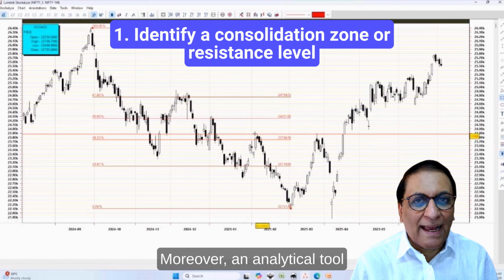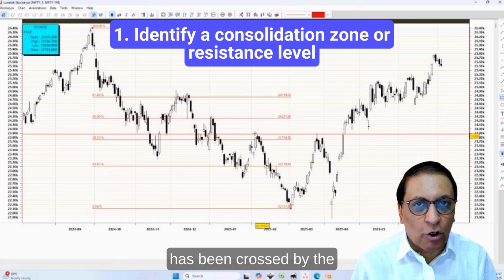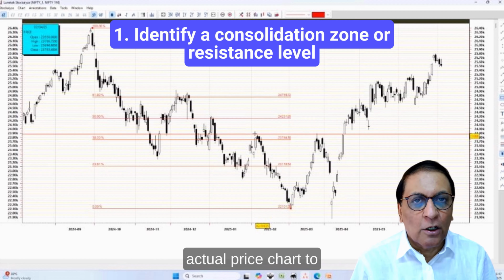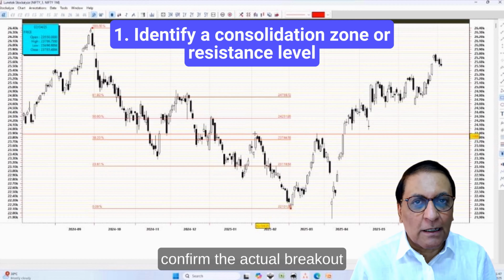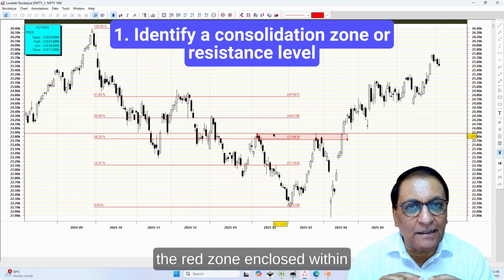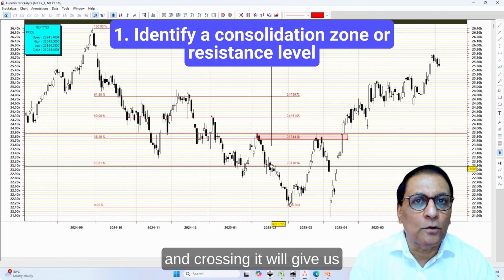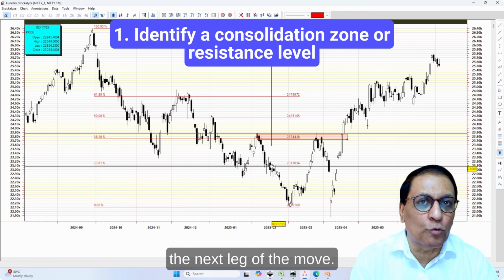Moreover, an analytical tool like a moving average needs to be put into place, which is sloping upwards and which has been crossed by the actual price chart to confirm the actual breakout in the prices. So now we determine that the red zone enclosed within the rectangle is a supply zone, and crossing it will give us the next leg of the move.